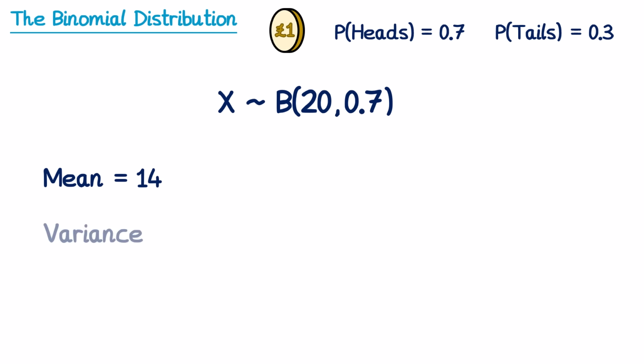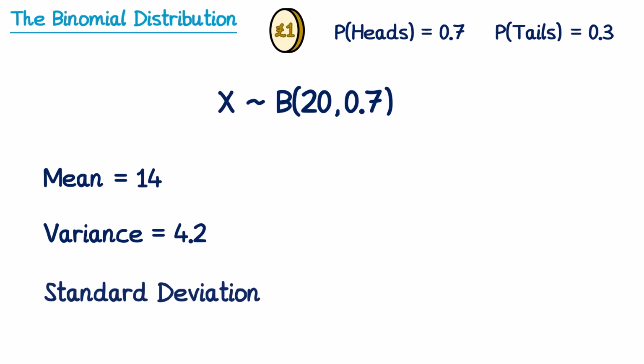For the variance, we start in a very similar way. We take n, which is 20, and multiply it by p again, which is 0.7. However, we also multiply this by the probability of failing, so 0.3. If you do this, you'll get 4.2, so the variance is 4.2. The reasons behind why the variance is calculated in this way goes beyond the scope of this course, but you're welcome to look this up.